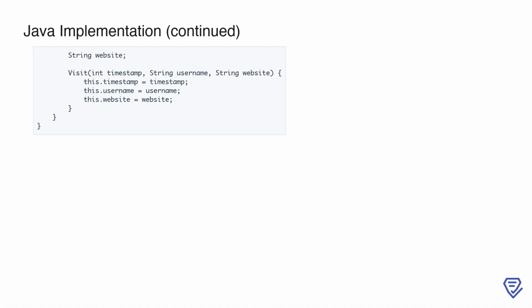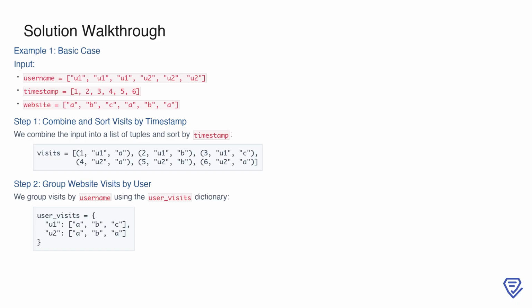This class is critical for organizing and sorting the data in a structured way, ensuring that the main logic remains clean and efficient. By combining these fields into a single object, we simplify the process of handling and processing each visit throughout our solution.